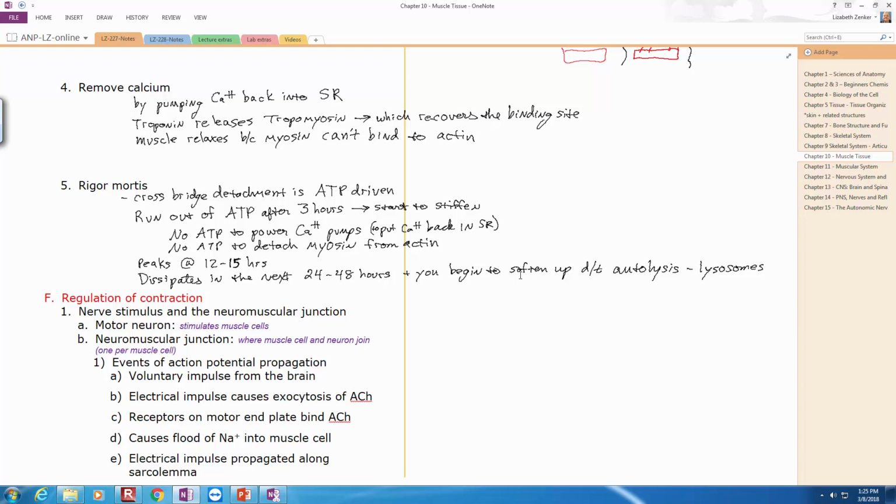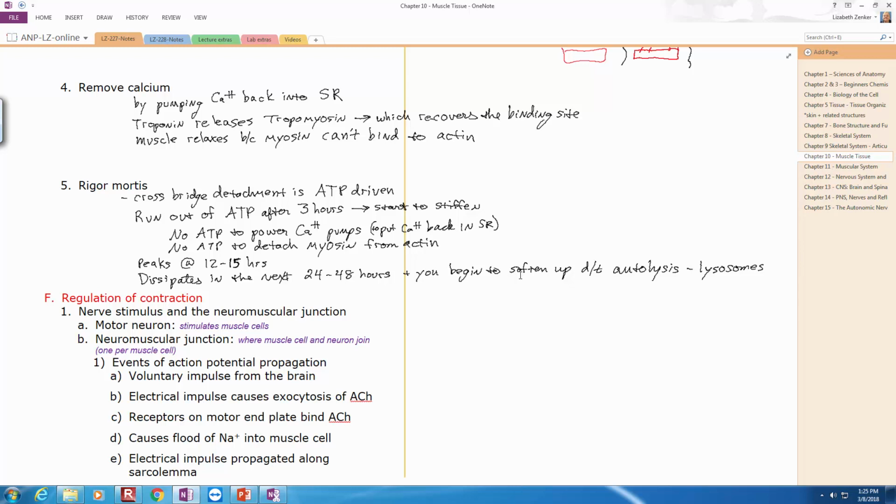Yes? When it dissipates, is that from the very beginning when death occurs, or is that from after the peak? I think that's after the peak, because in previous notes it was like 48 to 60 hours. So I think the whole process was give or take 48 to 60 hours.